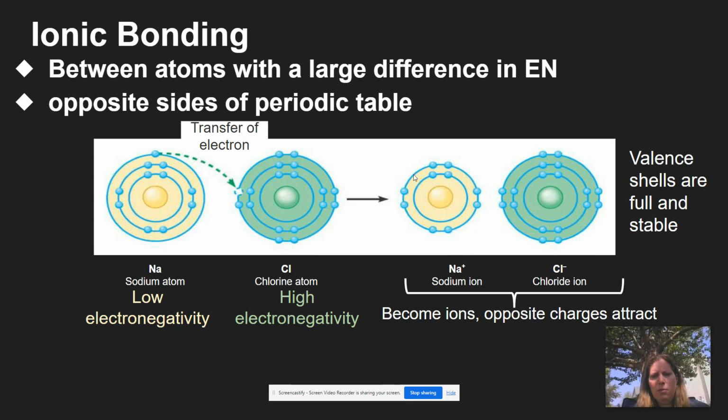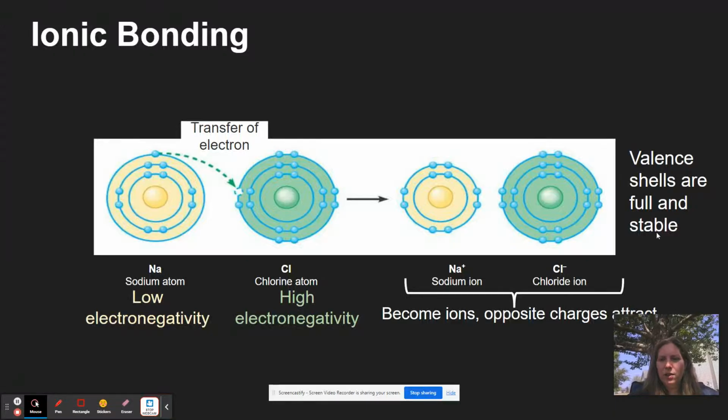Sodium then has one more proton than electron and forms a positive charge. The chloride atom has one more electron than proton and forms a negative charge. They are now ions, charged atoms. And so because they have opposite charges, they attract to each other, and that is what really forms that bond between the atoms, is just the attraction between the opposite charges. Notice that sodium now has 8 valence electrons in its outer level, and chloride also has 8 valence electrons in its outer shell, and so both atoms are very stable, and that's why they have formed this bond in the first place.